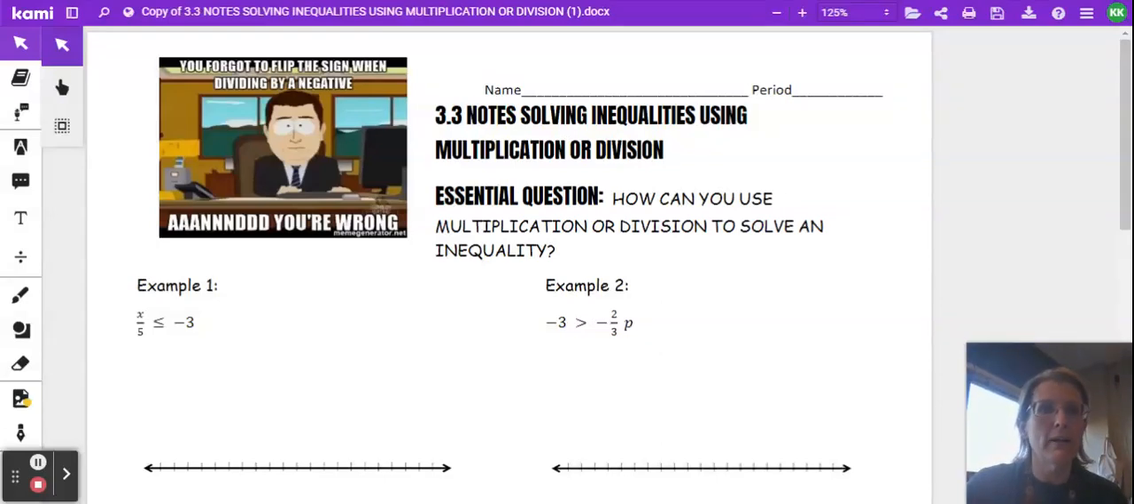All right, we're on lesson, oh, I forgot to change it. That's supposed to be 4.3, not 3.3. There's your first mistake already. So we're on lesson 4.3.